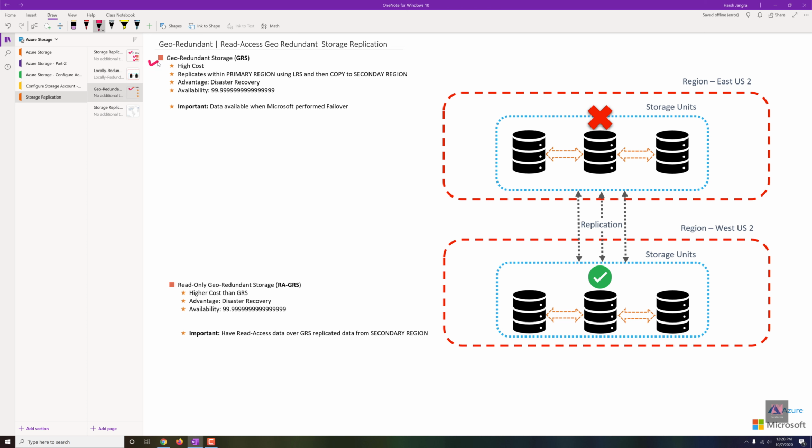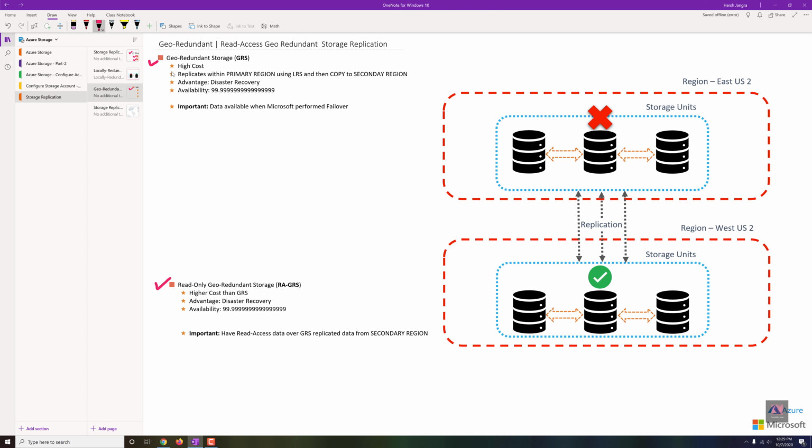The GeoRedundant storage, guys, has a lot of advantages, and I would like to share with you a little more detail about how it helps us make sure our data is available during a disaster recovery situation. Before we move forward, I would like to tell you one more thing: GeoRedundant storage and read-only GeoRedundant storage have almost the same architecture and structure, but there are only two major differences between these two. Don't worry, let me explain one by one.